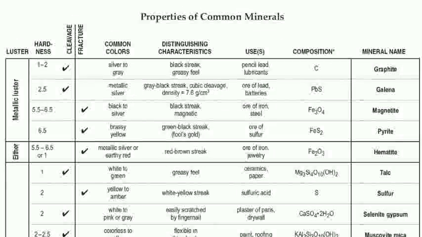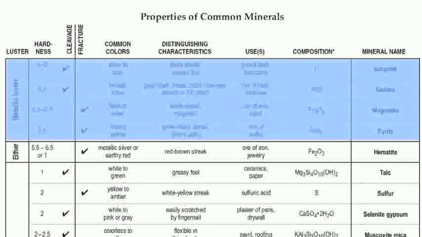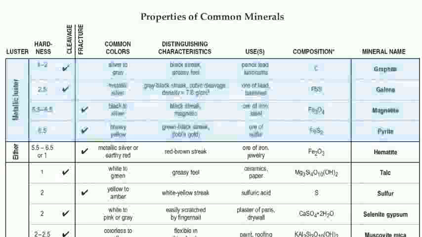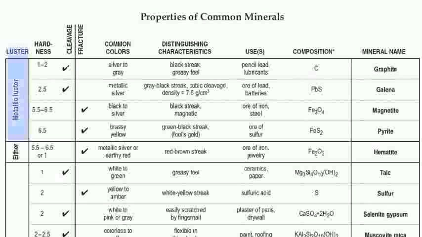Let's first focus on your metallic luster minerals. These are probably going to be one of the smaller groups of minerals that we're going to talk about. You only have four of them: graphite, galena, magnetite, and pyrite. These are all going to have some sort of metallic luster. They're going to look like pieces of metal. Starting over on the left side is your luster, which is going to really be the determining factor in terms of what grouping you're going to look at. Once you figure out the luster of a mineral, then you'll know exactly where in the chart to go to.